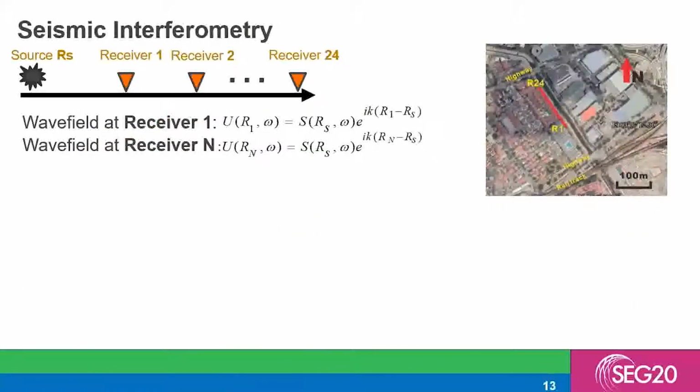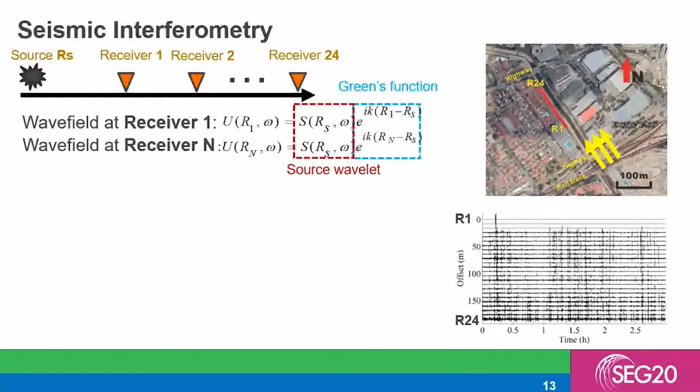The most essential step in our processing is seismic interferometry. By turning a receiver into a virtual source, we can get signal from the noise. If you take the traffic as the source and denote it as RS, then the wave field propagated to the survey line can be seen as a plane wave. The wave field received at receiver 1 and receiver N can be expressed in this way. And this is the ambient noise record from 24 receivers.